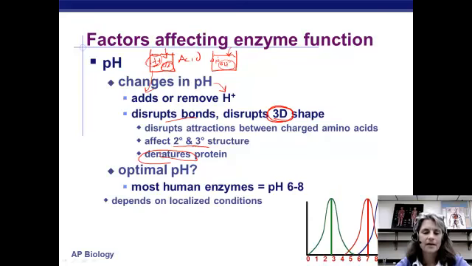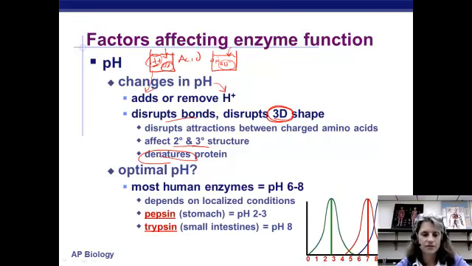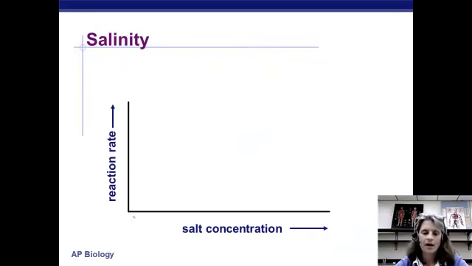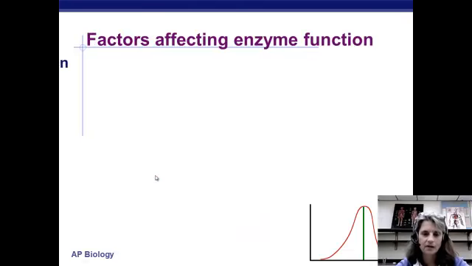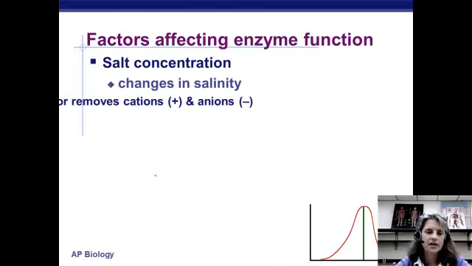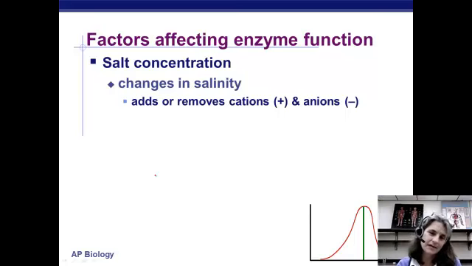So, again, this is just refocusing on what we just talked about. Optimal pH, most human enzymes is 6 to 8, but it depends on where the enzyme is. Okay? Alright, salinity is just how much salt you have in your cells, in your body. And so again, we kind of see a similar path. There is an optimal salt concentration above which enzymes don't work well and below which enzymes don't work well. So salt concentration is basically kind of similar to pH.